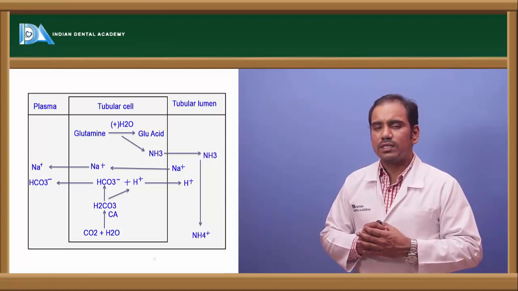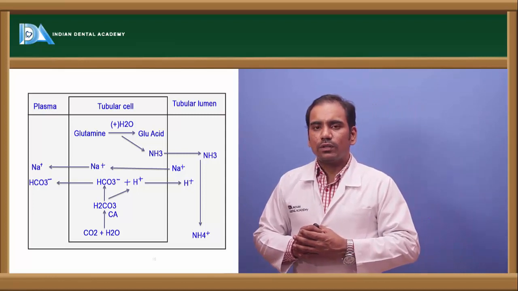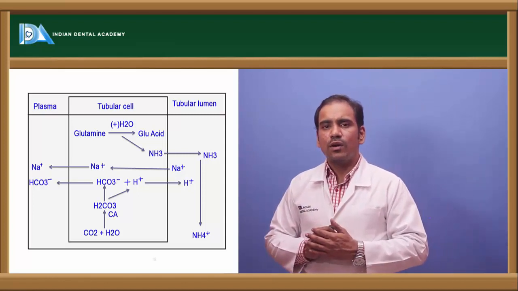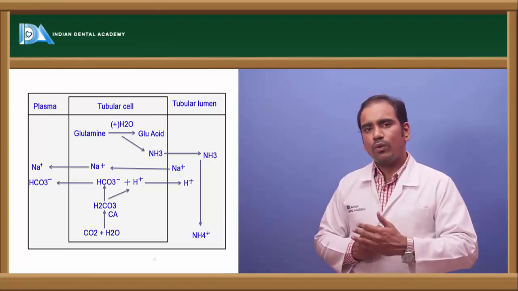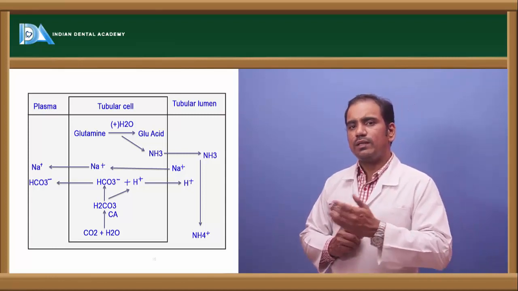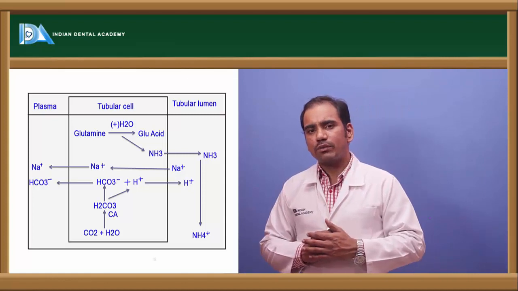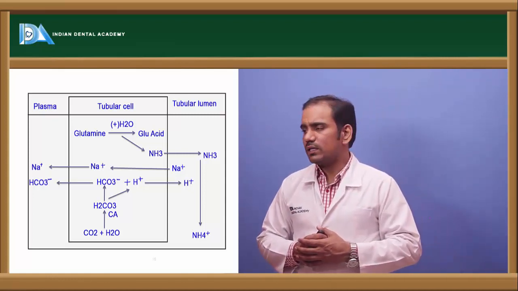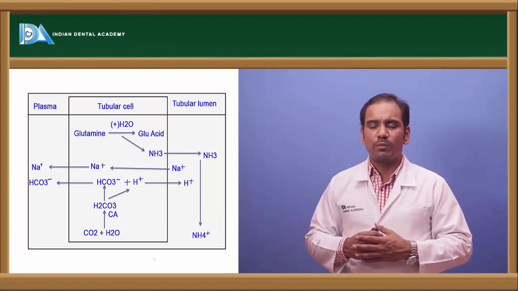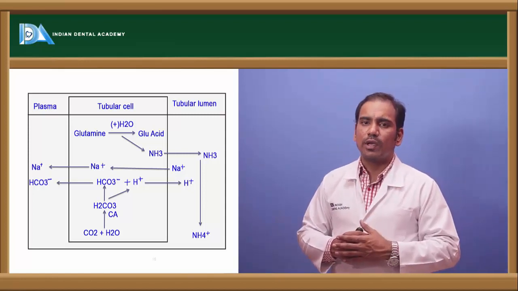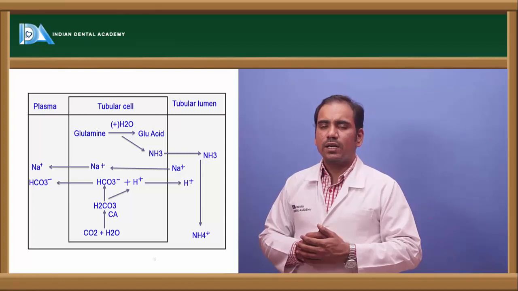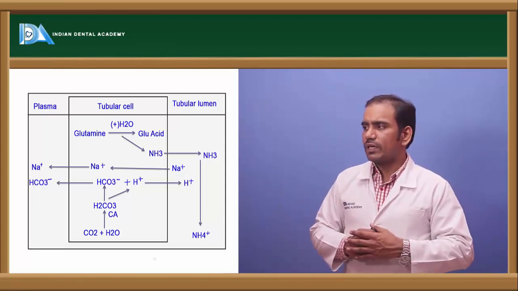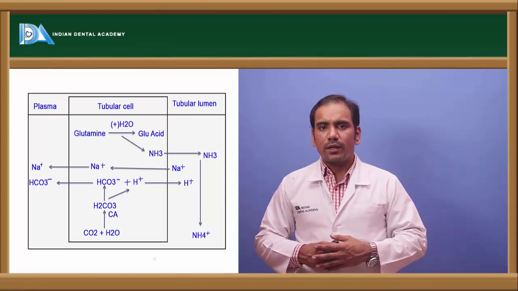The significance of this is that if H plus ions are excreted as such, it leads to a further fall in pH below 4. In order to prevent that, ammonia comes into action. The H plus ions react with the ammonia and are converted to ammonium ions. When converted to ammonium ion, it won't change the pH and it won't fall below pH 4, right? So that is the significance of ammonium ions.